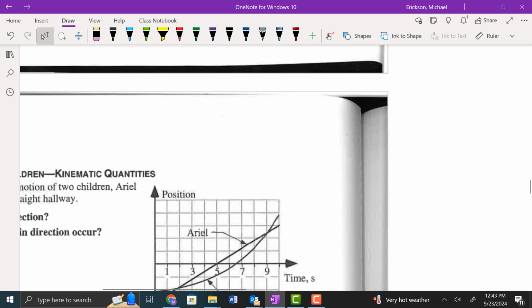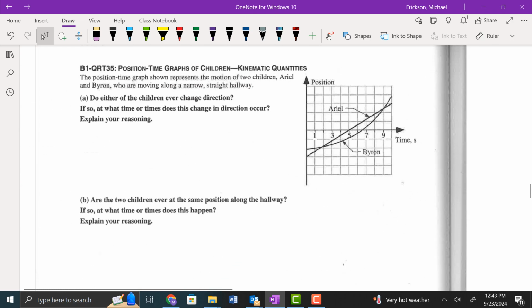All right, so this one, we have a position time graph. We have two of them next to each other, Ariel and Byron. And we can see here that they have different movements. I'm just going to summarize, so answer the questions first, but I'll summarize how they're moving. Ariel is a linear line, so that is constant velocity. Byron is curving, and it looks like it's actually getting steeper. He's getting faster over time.